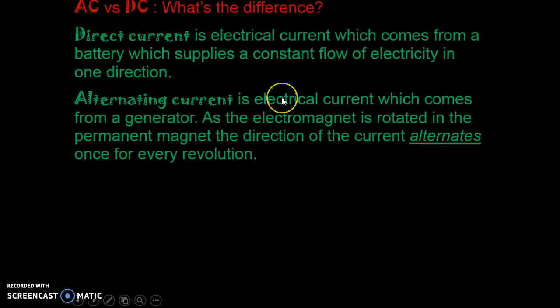Also, however, there's alternating current, which is electrical current that comes from a generator, and as you've seen before, it has something to do with the electromagnet that is rotated in a permanent magnet in the direction of the current. That current alternates once for every revolution. So it'll turn clockwise, and it'll turn counterclockwise, turn clockwise, turn counterclockwise. So it'll rotate, and since that rotation is there, we call that alternating current. Okay, and that's all about magnets.